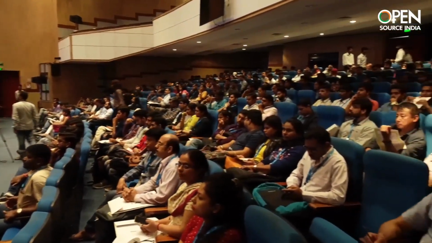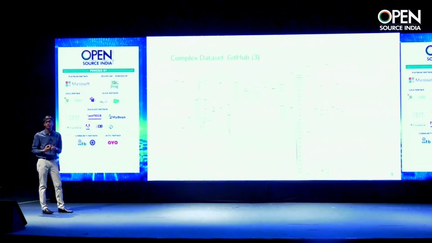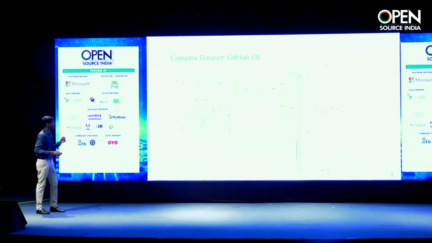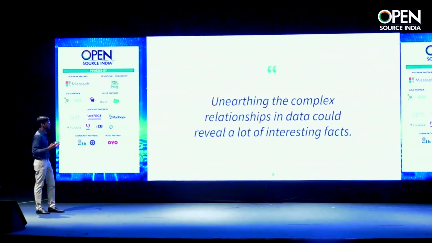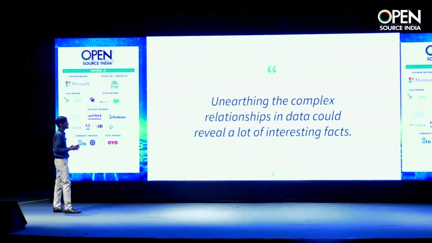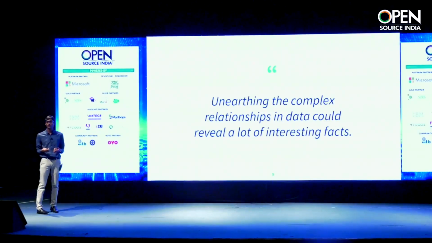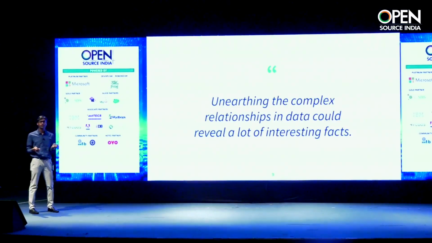Because we have more than 50 different entities, there will be interaction between these 50 different entities. And to render a page on GitHub, we have to look at multiple entities, and then only we can present something useful and meaningful to our users. So to unearth this complex relationship in data could reveal a lot of interesting facts about the data, which is very meaningful and useful. This is how businesses make money today. So the relationship between these entities is very meaningful, and if we can make sense out of this, this is going to be very fruitful.